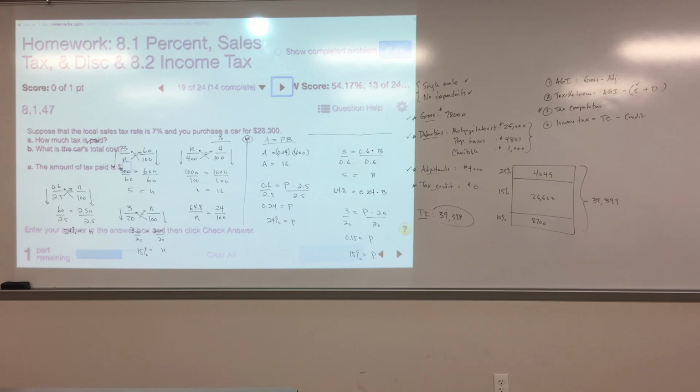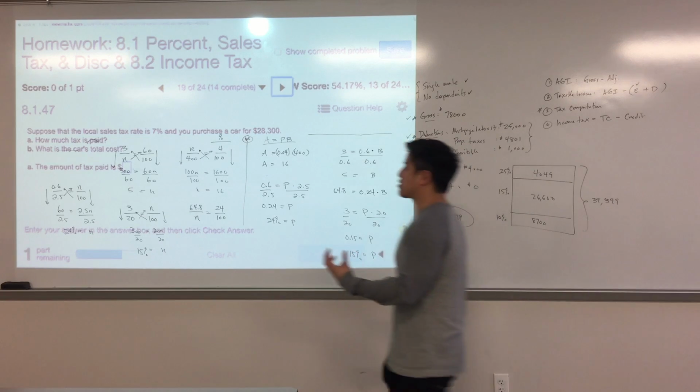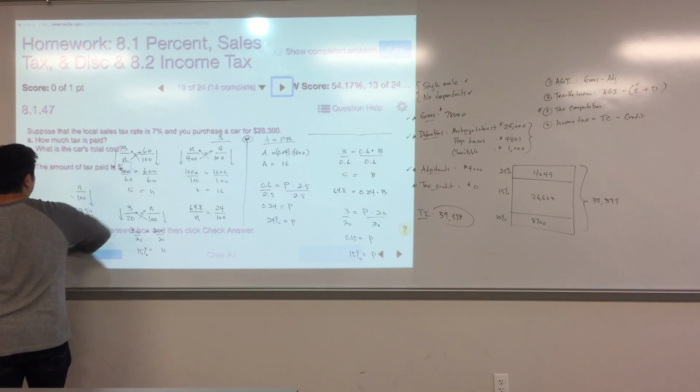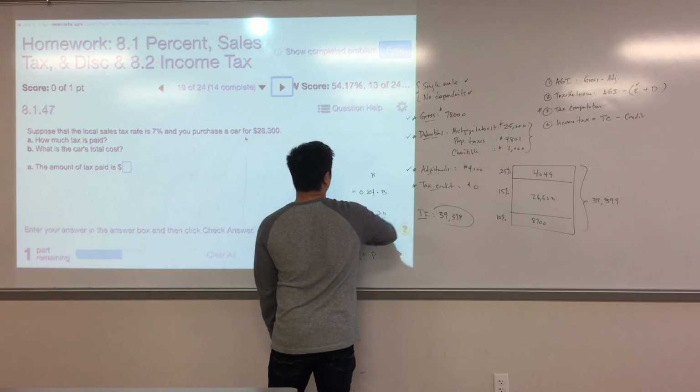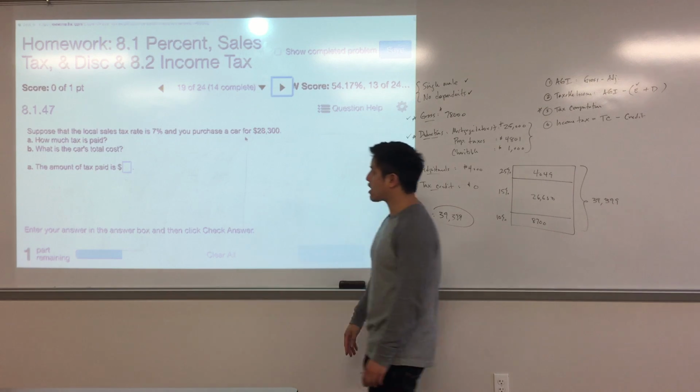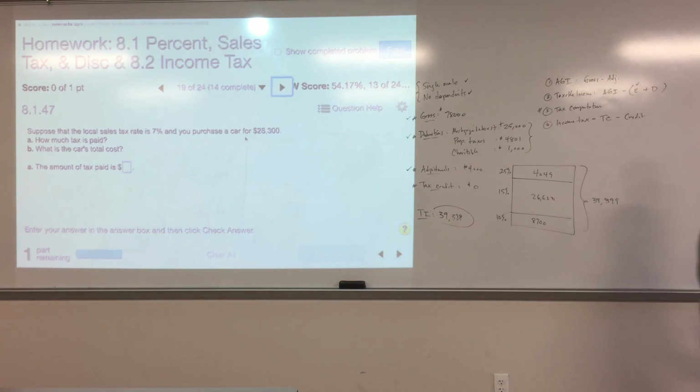Let's take a look. Suppose that the local sales tax rate is 7%, and you purchase a car for $28,300. How much tax is paid? This is easy. To figure out how much tax you pay, do what? Exactly. You multiply your purchase price by your tax rate. Exactly. Tax rate converted to a decimal. Okay? So to figure out how much tax you need to pay, you take 28,300, you multiply it by 0.07. You multiply your purchase price by your tax rate. Somebody tell me what that is? 1,981. Thank you.